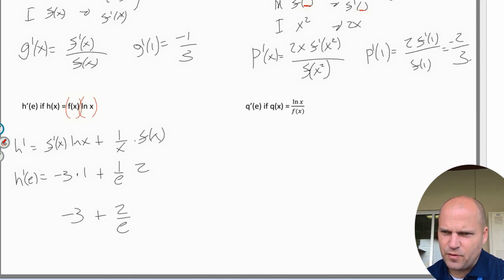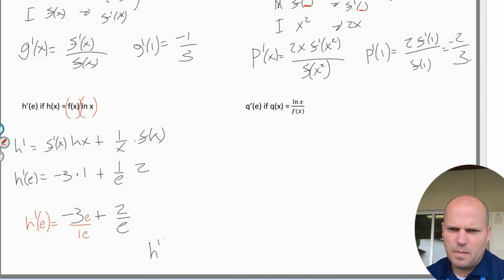Maybe if you wanted to simplify this, you turn this into one fraction. Something you might have to do: multiply the top and bottom by e. You get h prime of e equals negative 3e plus 2 over e.